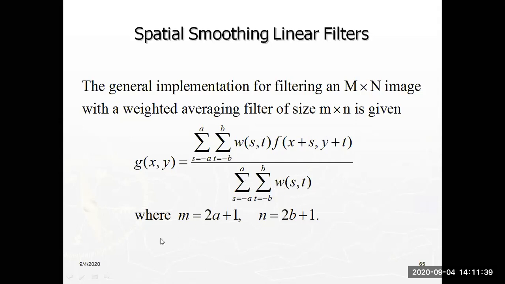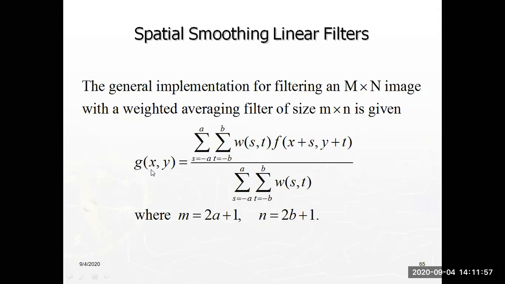Here the small m and small n values definitely depend on the window size. Remember, g of x y indicates one dot, similarly f of x y indicates one dot. So if you perform this operation over the entire image, you will get the total image g of x y.